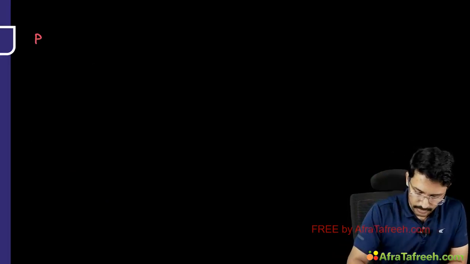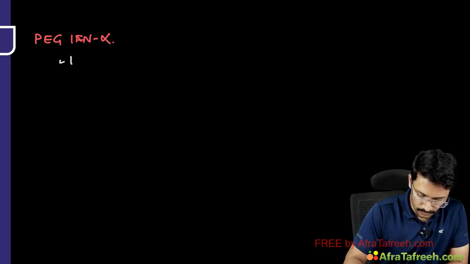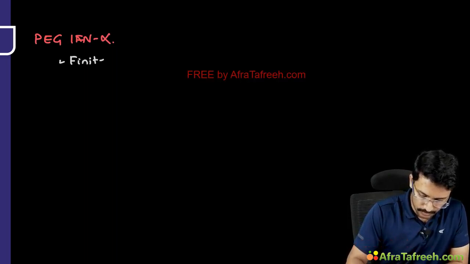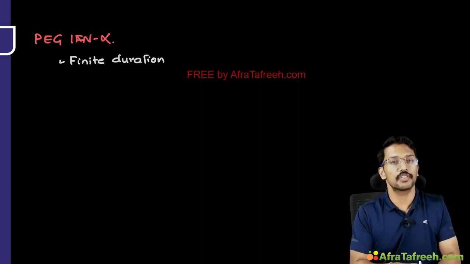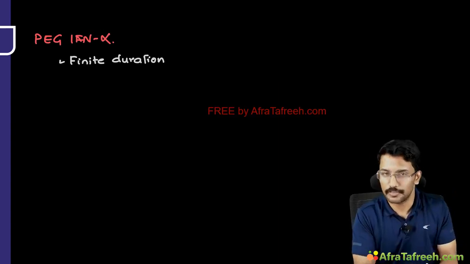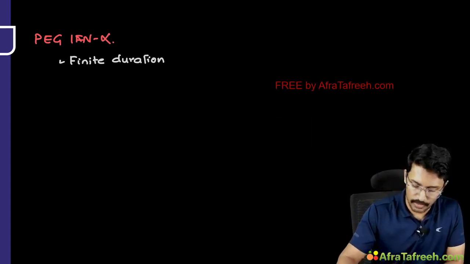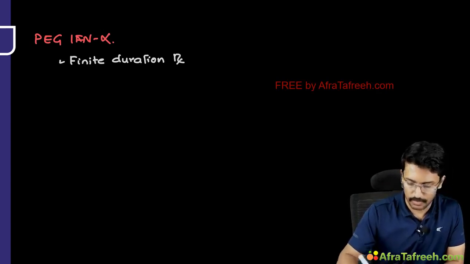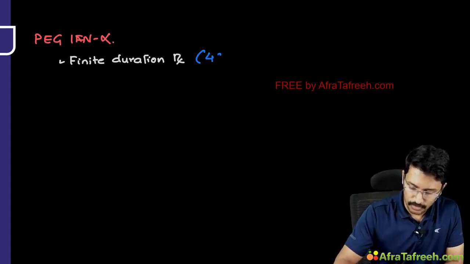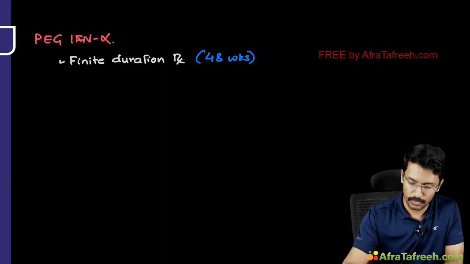So when I say pegylated interferon alpha, the first thing I would tell is that its advantage is that it is a finite duration of treatment. When we would use tenofovir or entecavir, most patients, I don't mean all patients, we will be able to stop the drug in some patients, but most patients would require indefinite duration of treatment. But when it comes to pegylated interferon alpha, it is a finite duration of treatment, generally 48 weeks. So that is the first important advantage.